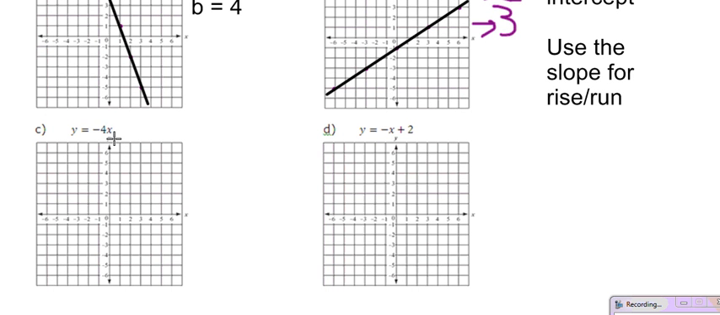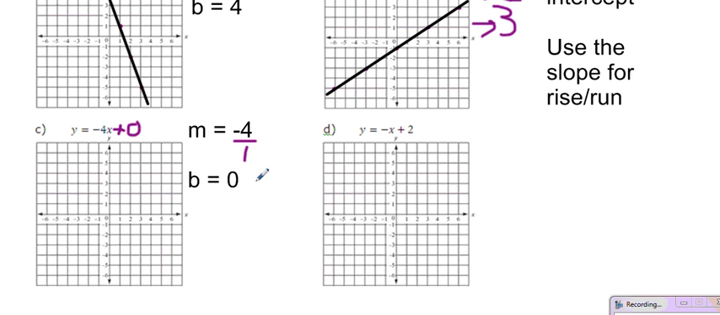Now C looks a little different because there's no plus or minus. That's okay. Remember, when something's not there, that means that maybe it was a 0. So this is the same thing as saying -4x plus 0. So in this case, my M is -4, my B is 0. Now again, the M is the slope, and when we're graphing, we will always want it in fraction form, so I'm going to put this over 1, and my y-intercept is 0.